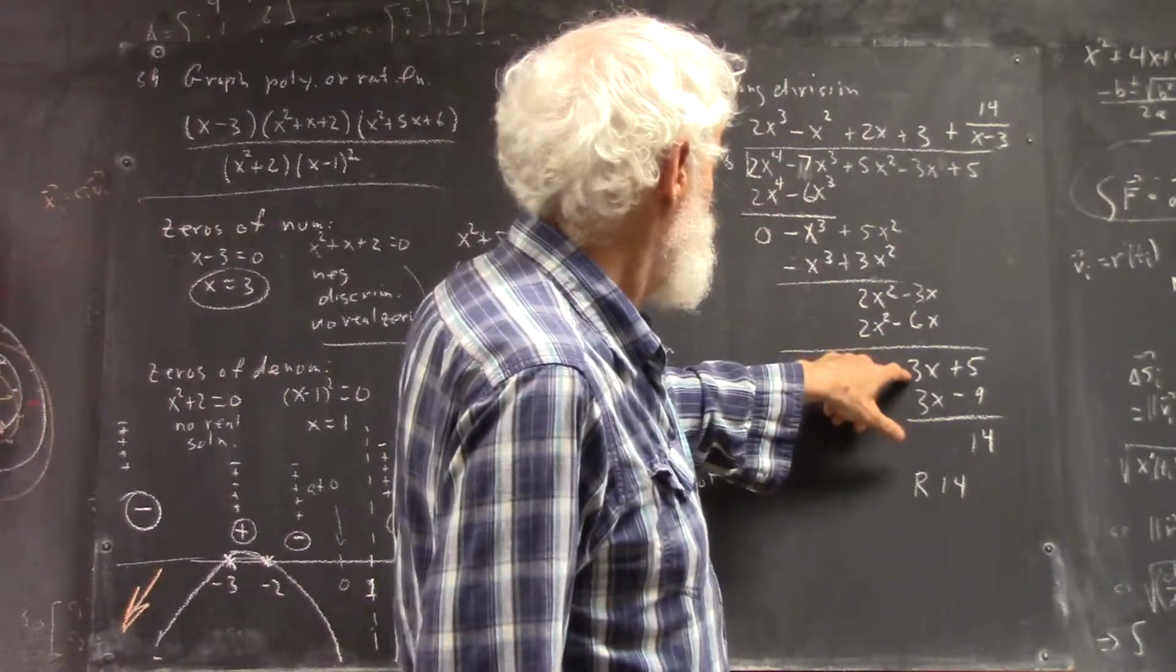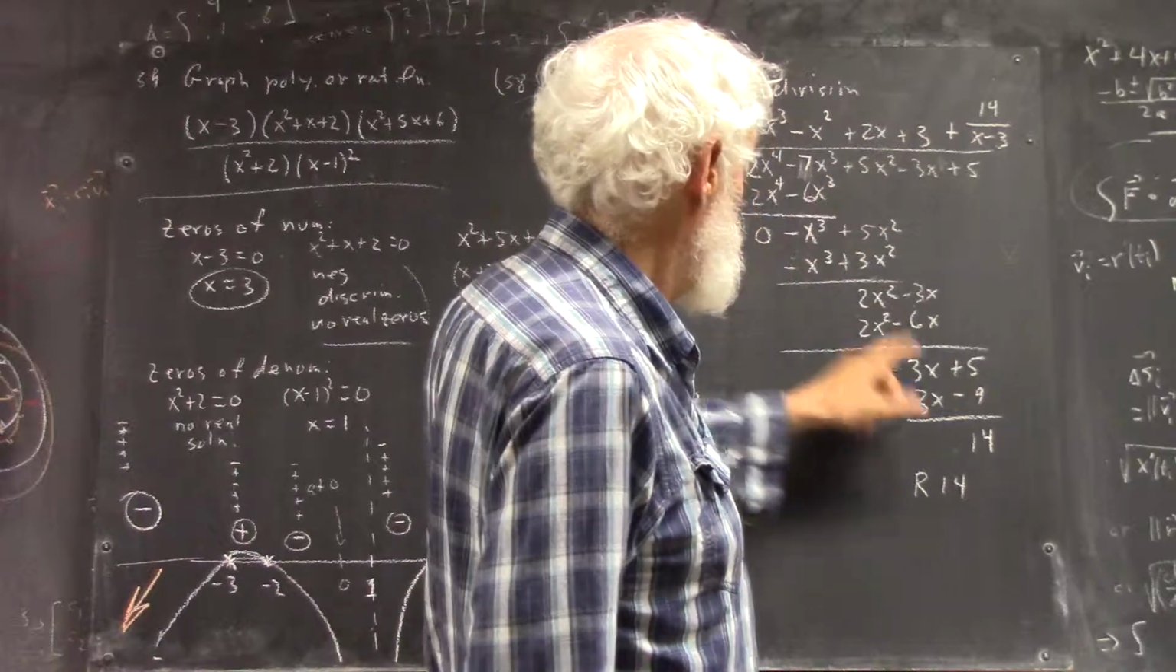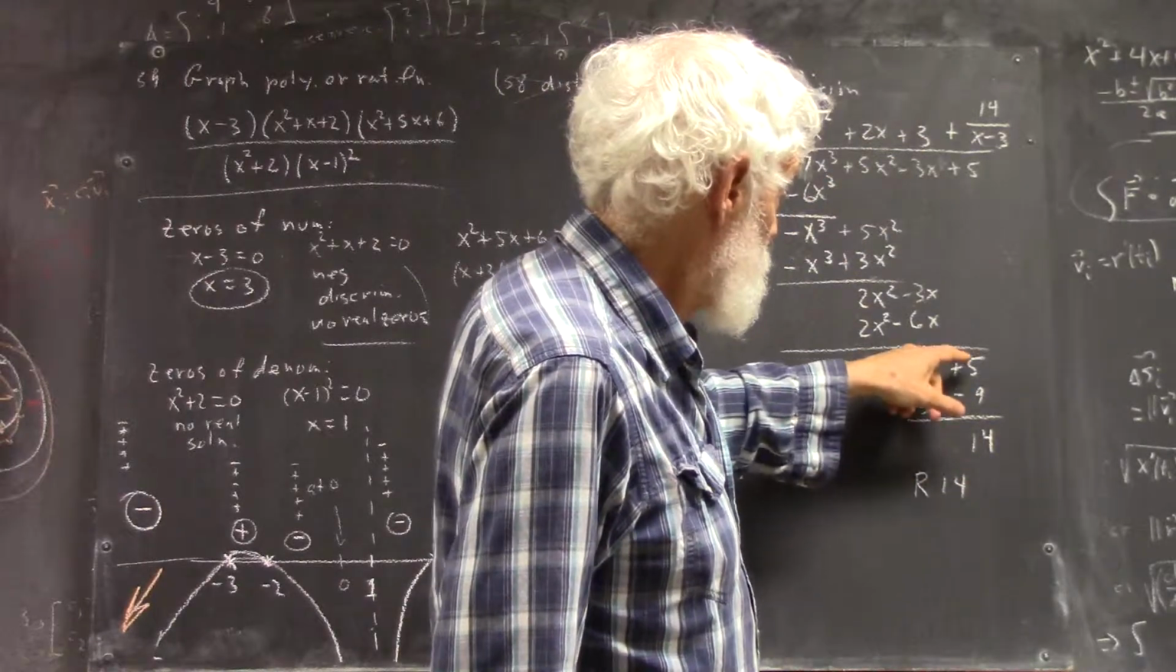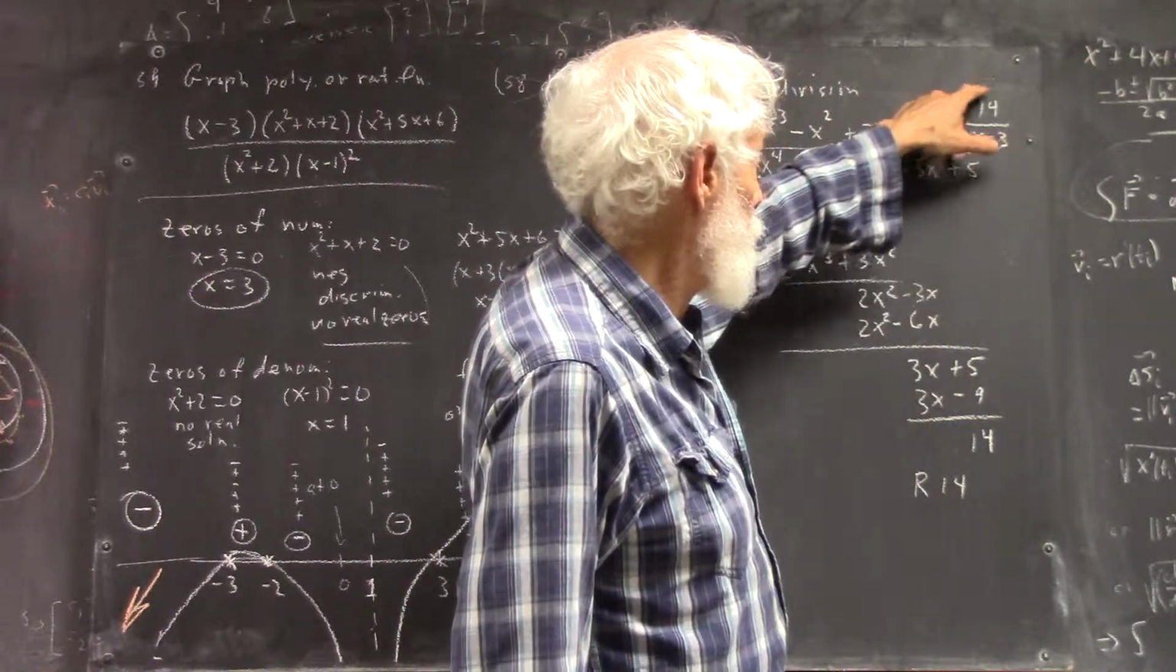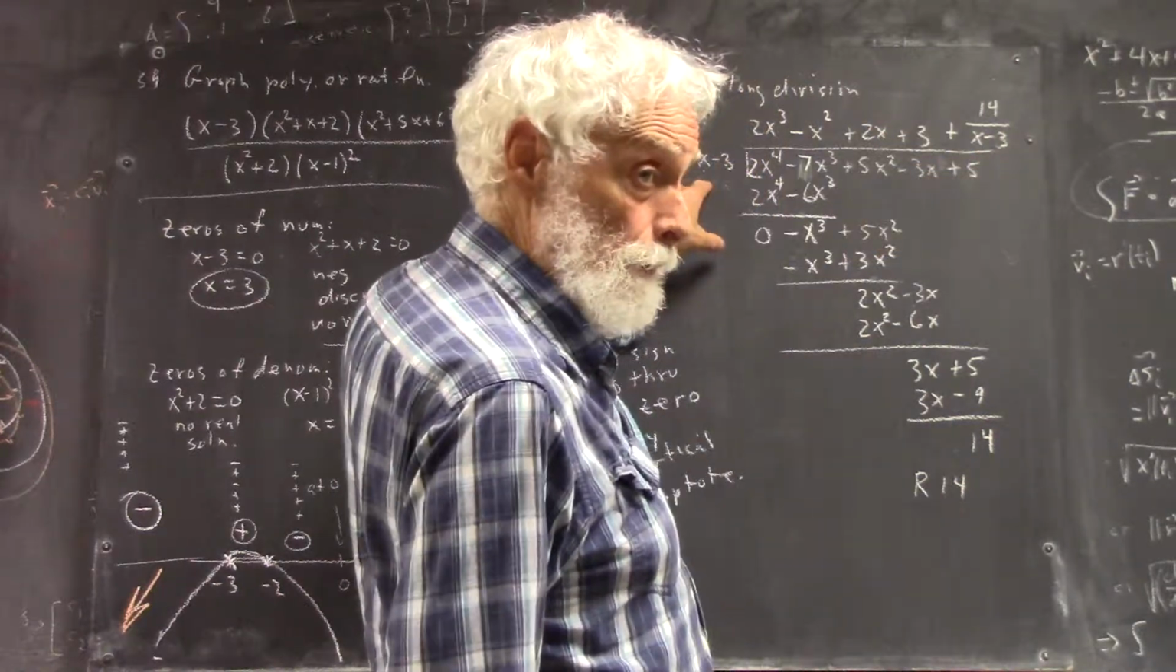Divide x into 3x, we get plus 3. Multiply it back, we get this. We subtract negative 9 from 5, we get 14, that's our remainder. And we write then 14 over our divisor.